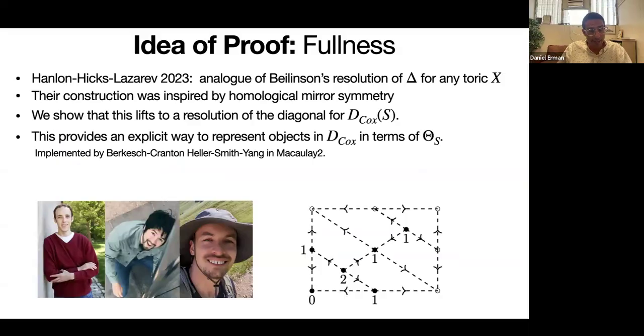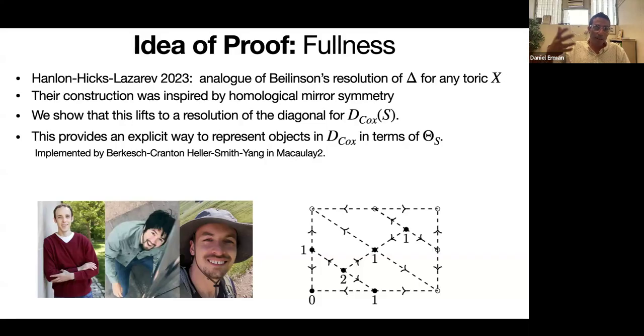You have to show that these bundles generate and that they're exceptional. So generation, which amounts to fullness, largely was the result of three symplectic geometers whose work motivated all of this stuff: Andrew Hanlon, Jeff Hicks, and Oleg Lazarev. Using homological mirror symmetry, they got a new perspective on Beilinson's resolution of the diagonal, and they used that to build a resolution of the diagonal for any toric variety. That was their big theorem, and we use that as a major input in our work.